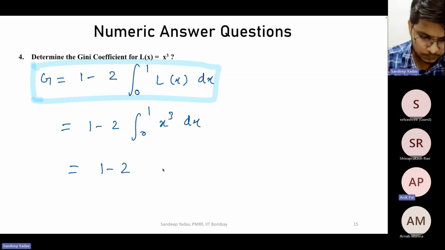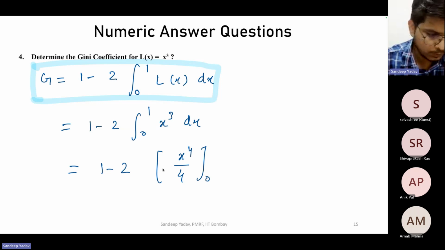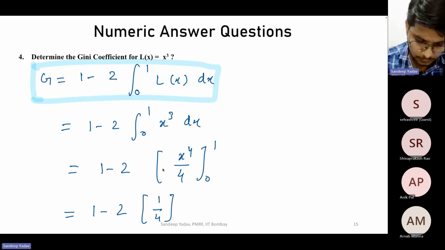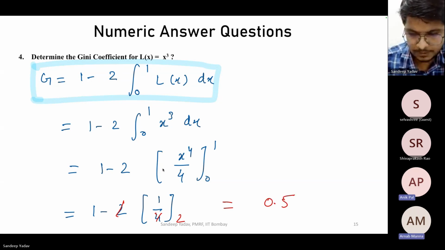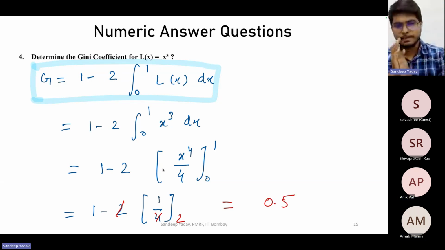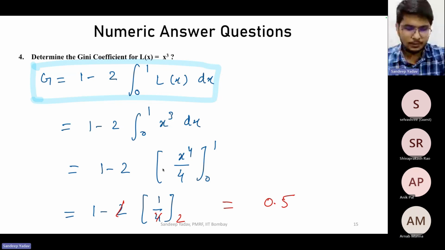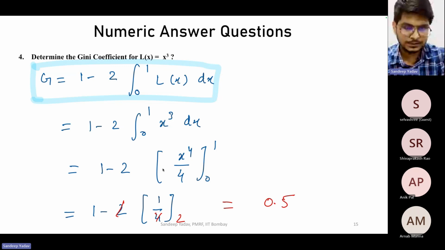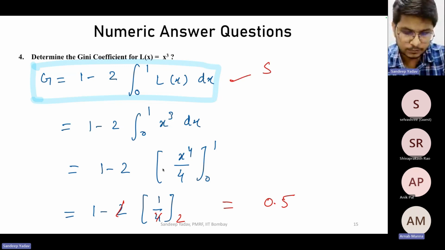What will be the other thing? 1 minus 0.5 times 2, that will be x to the power 4 by 4, with limits 0 to 1. Now let's put the limits. That will be 1 by 4. If you cancel it out, 2 cancels with 4 two times, the answer will be 0.5. Anyone having any doubt in this question? Ideally, you just have to remember this formula. Determine the Gini coefficient. This formula is given in the slides also.